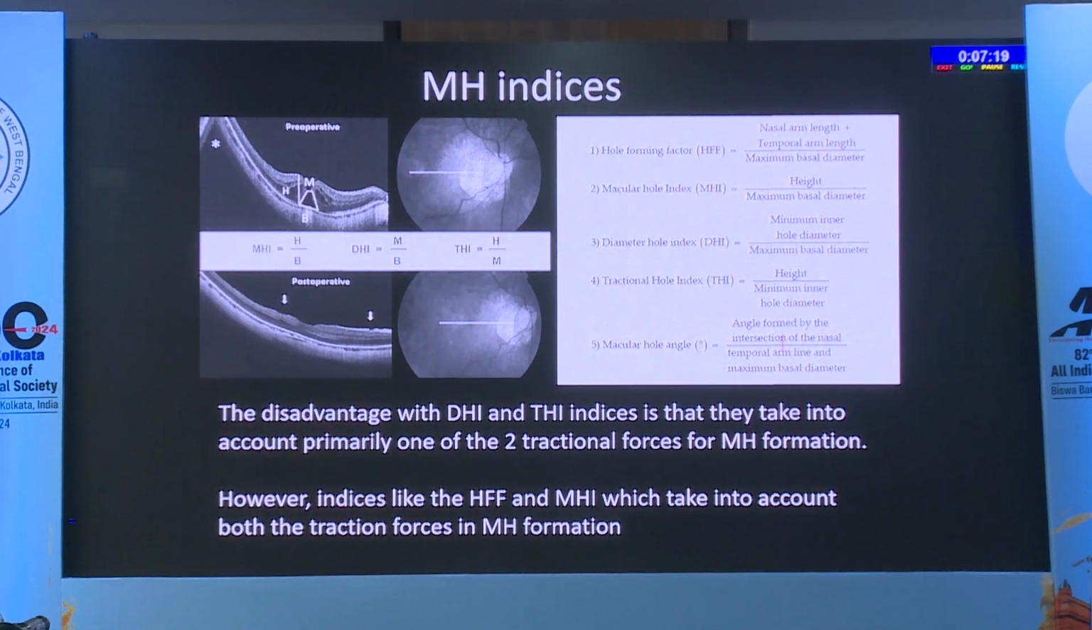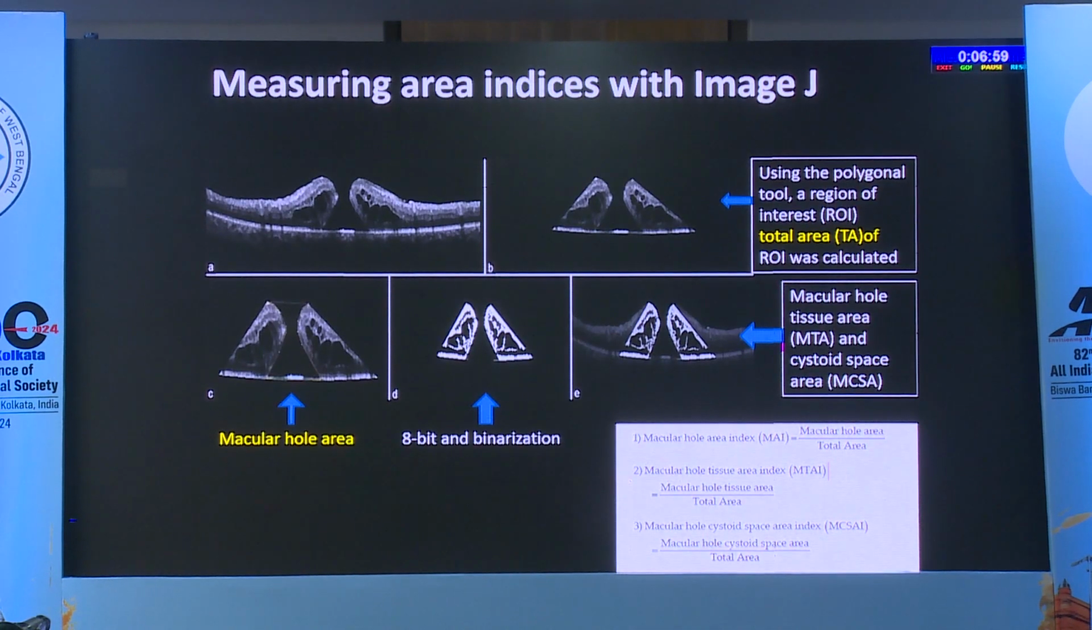But the key thing about these indices is that some of them look at both the tractional forces, the tangential and anteroposterior. Among them, the most important ones are the hole forming factor and the macular hole indices, which take into account both the tangential as well as the anteroposterior tractional forces, which gives a better prognostic value when compared to the other indices.